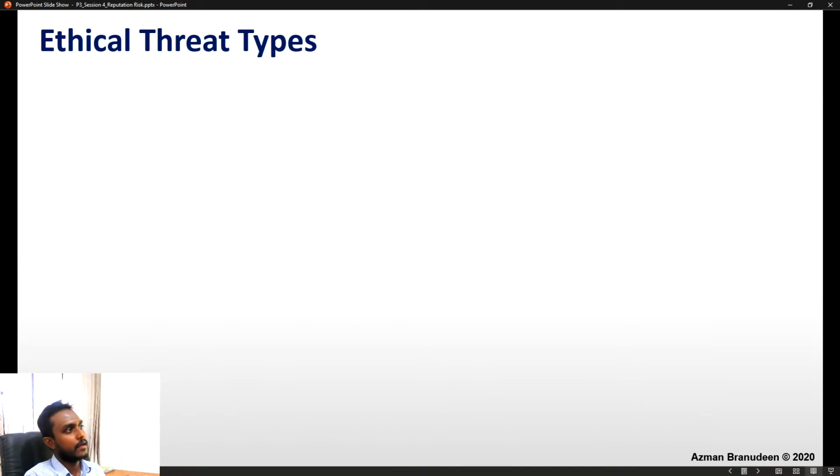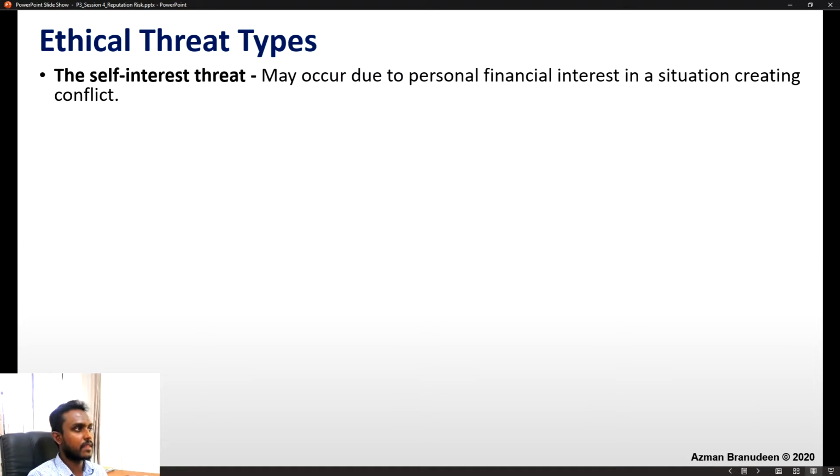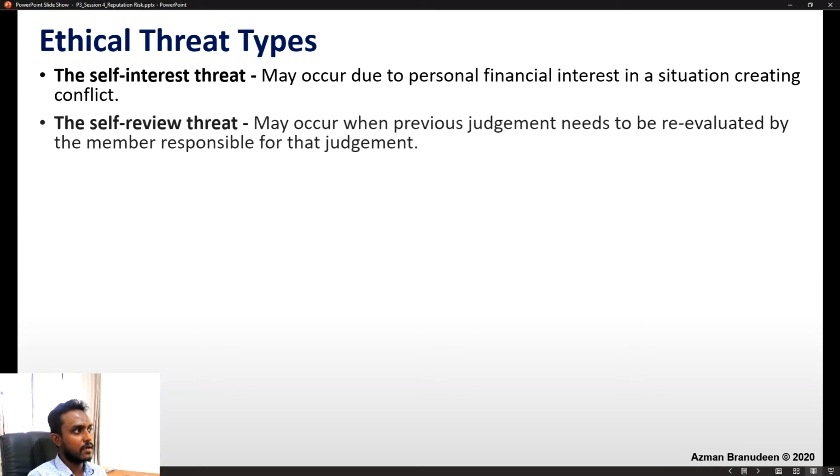All right. So coming back to the core discussion, let's take a look at ethical threat types. There are a few. Number 1 is the self-interest threat. This may occur due to personal financial interest in a situation that could create conflict. The self-review threat may occur when a previous judgment needs to be re-evaluated by the member responsible for that judgment. And this is why we try to keep internal audit independent.